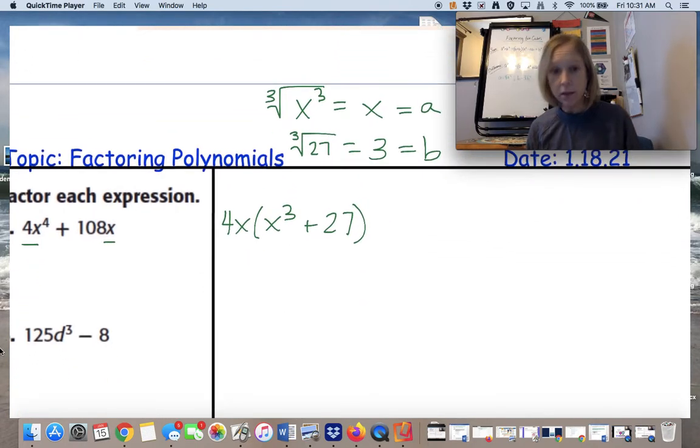I can't forget this 4x. That's going to be actually your most common mistake. You'll factor that out and then forget about it in your answer. Okay, a plus b, x plus 3.